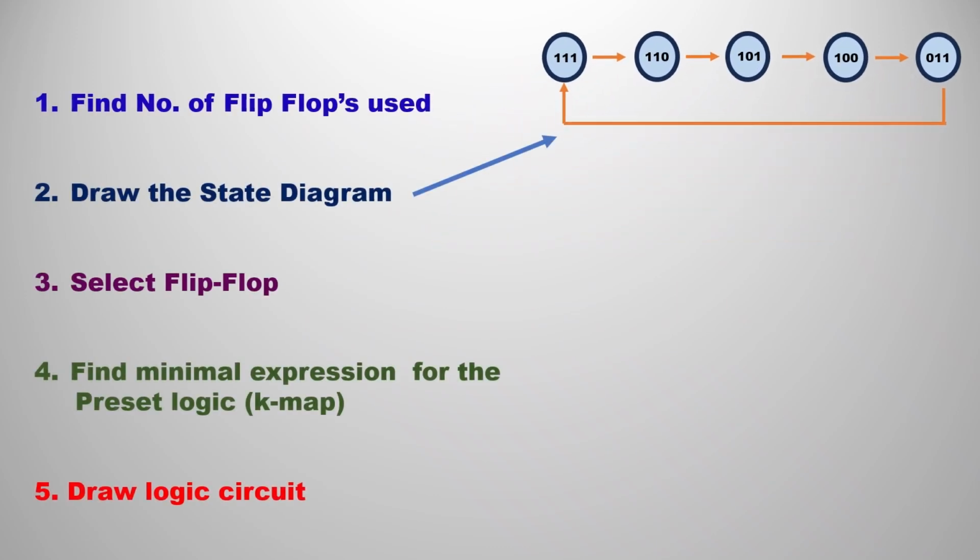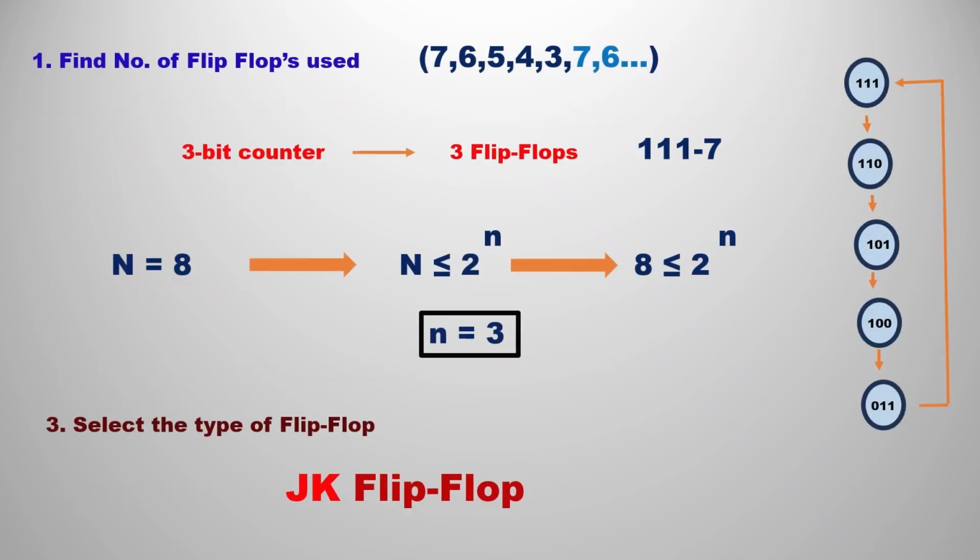So basically, to design any asynchronous counter we are going to follow some steps. First step is to find the number of flip-flops. Next step is to draw the state diagram. But by the question itself we know the state diagram. So the first step is to find the number of flip-flops. We need to find out the number of flip-flops to be used, and we need to have an idea which flip-flop to be used. That is our wish. We can use any flip-flop we want.